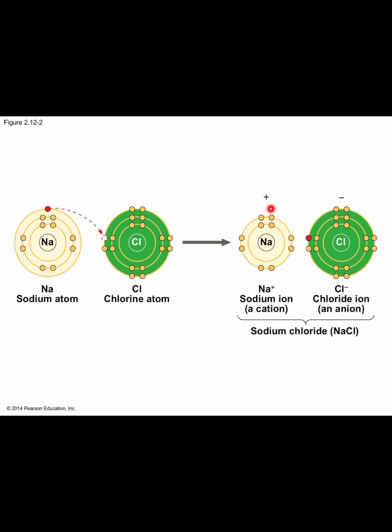1 proton's positive charge is not canceled out, so it becomes a positive, what's called a cation, a positively charged ion, sodium. Chlorine takes on that 1 extra electron. Now it has 18 electrons, only 17 protons, so it becomes a negatively charged ion, an anion.